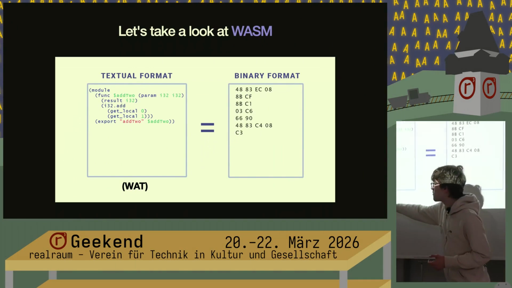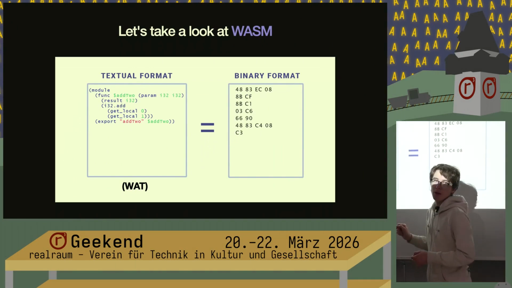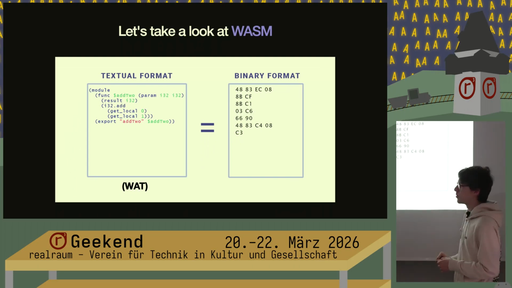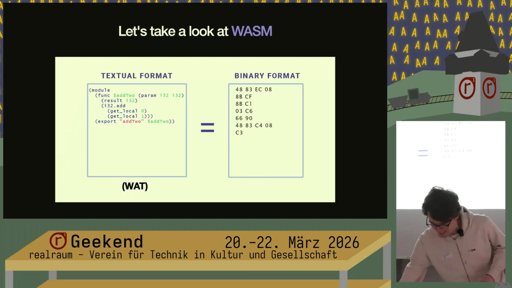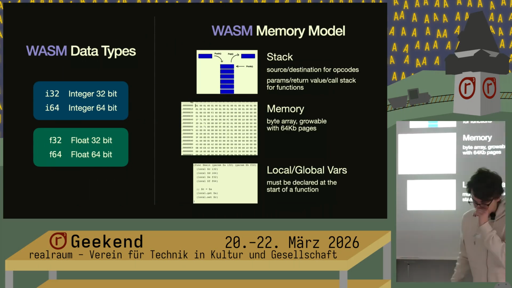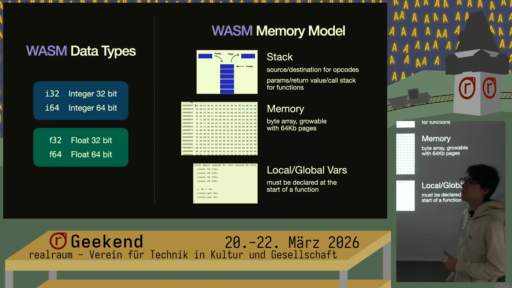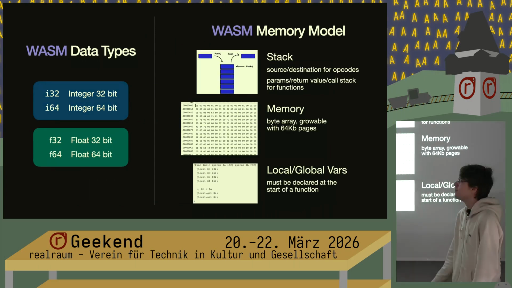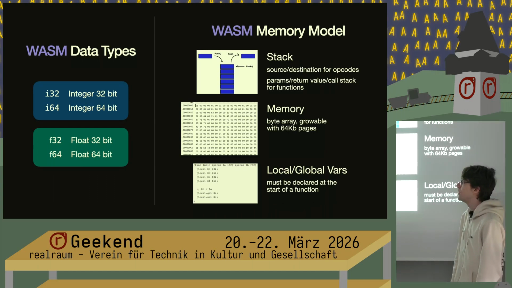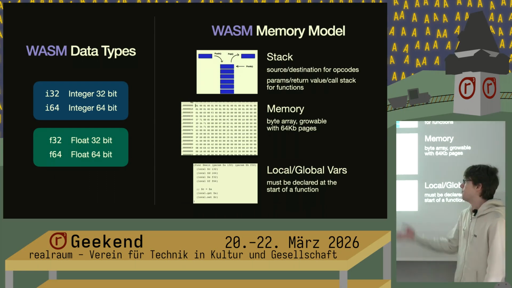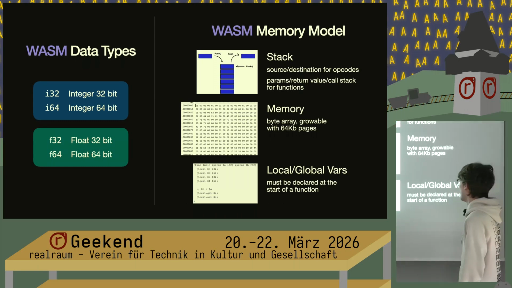WAT stands for WebAssembly textual format, probably because WTF was not an option as an acronym. And how many data types do we have? Well, 4. That's it. You have 32, 64-bit integer and float. Do you want a string? Well, that's an array of integers. Do you want a struct? Well, integers. Which, yeah, it's low level.